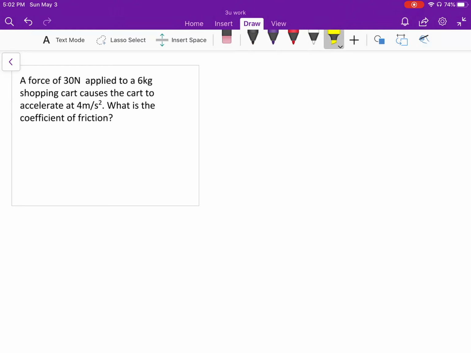First off, in my shopping cart question, it says we're pushing a shopping cart with 30 newtons. That makes it accelerate at 4 meters per second squared. There's enough there that we can backtrack and figure out the coefficient of friction.